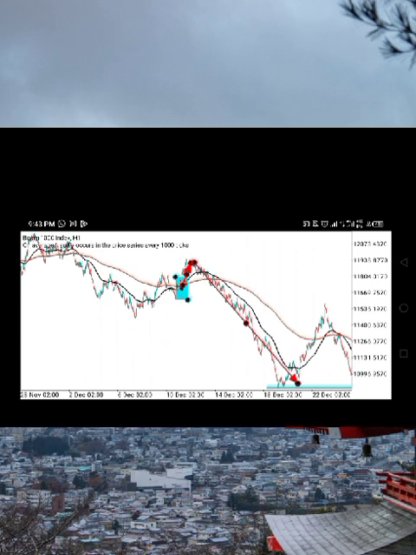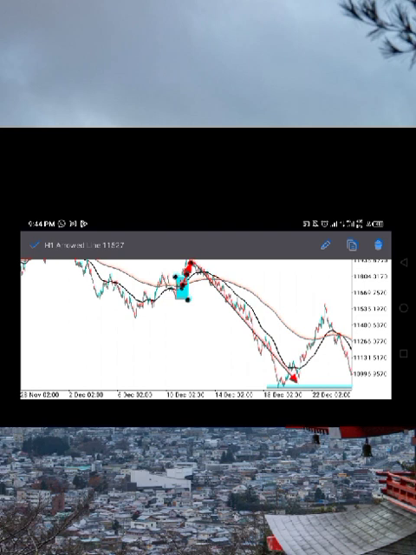And this could have been catastrophic for you. This could have been disastrous. It could have taken you out of the market and you could have incurred a lot of losses. So what is it then? There is a way out.